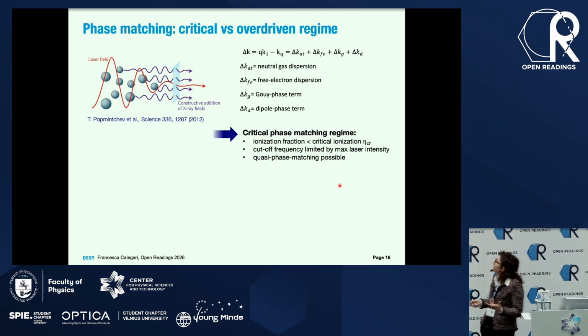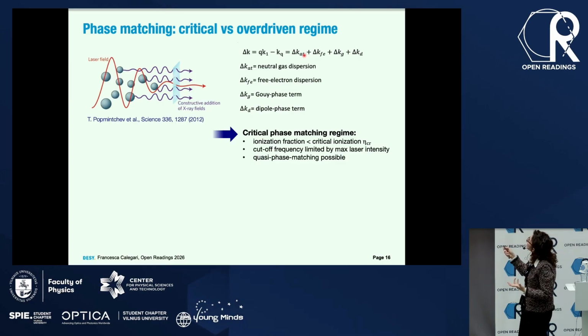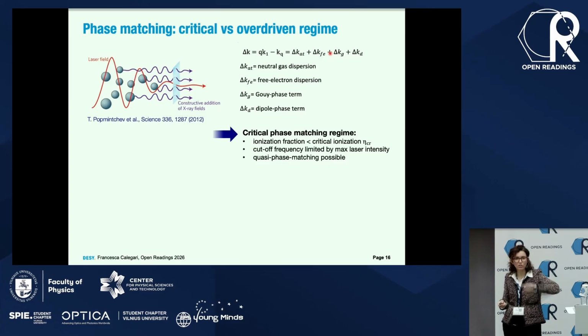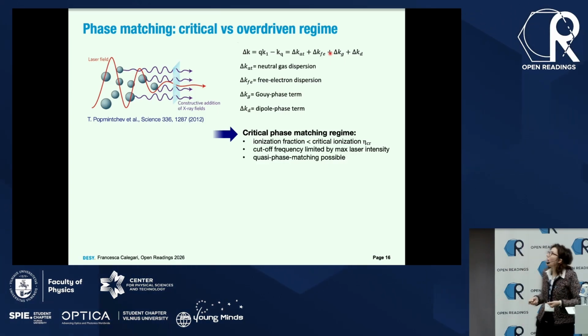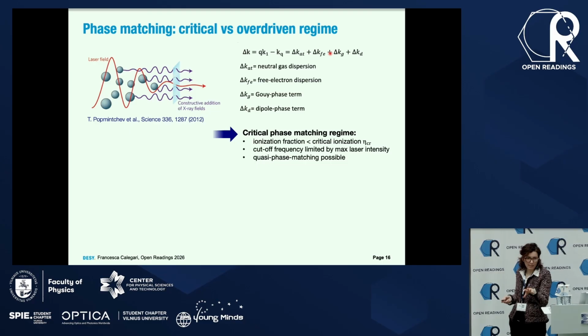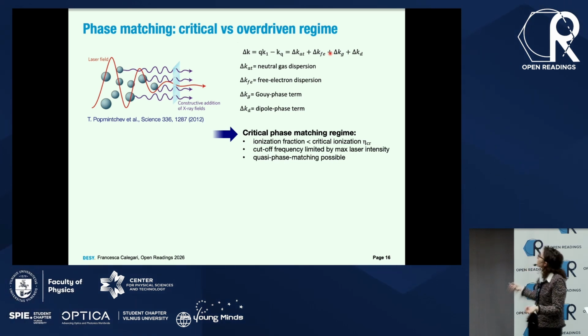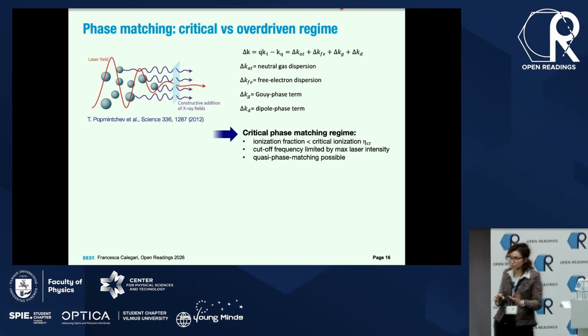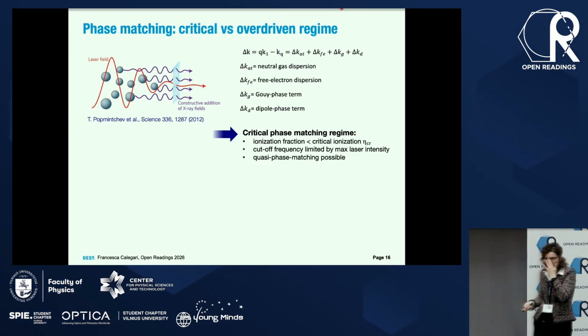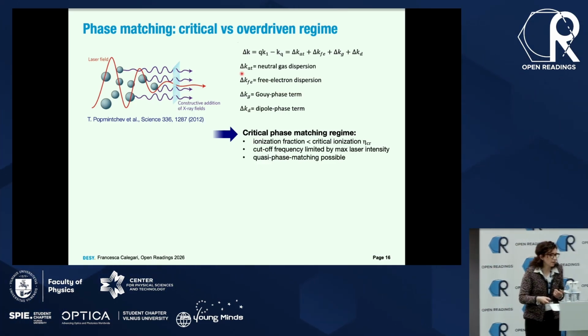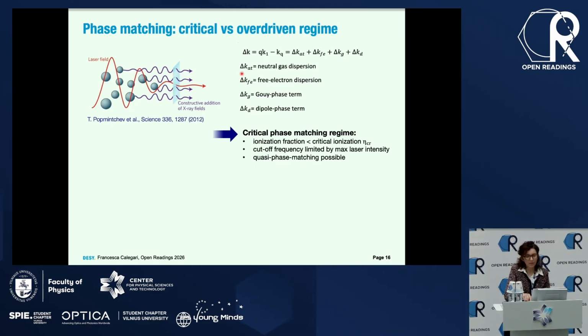So in the critical phase matching regime, in order to balance all these terms that depend on the neutral gas population and the ionized fraction of the atoms, you need to limit the amount of ionization that you have in your medium. And this means that you have to limit the intensity of your laser. Before I told you, you can extend the cutoff indefinitely with the laser intensity, but if you increase too much the laser intensity, you ionize completely your medium, and this will completely destroy your phase matching. So you will not produce radiation anymore. You will not detect photons. And so you have to stay below the critical phase matching, limit the laser intensity, and so limit the cutoff that you can reach.